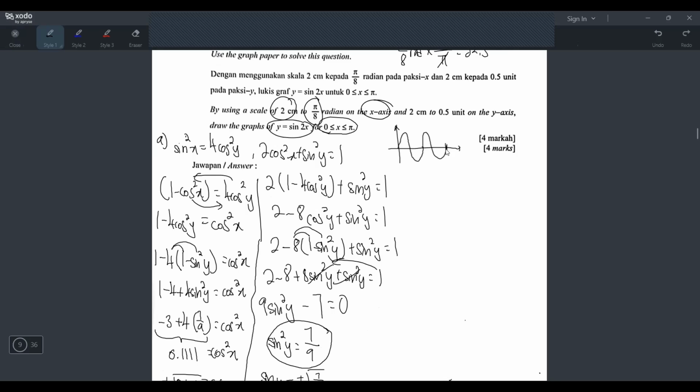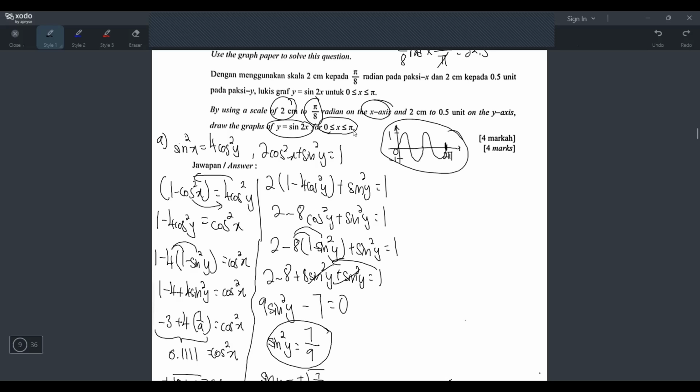Sine 2x will be like this. It finishes at 2 pi, which means 360 degrees. And the amplitude will be 1, because the number in front means 1. So this is your answer actually.